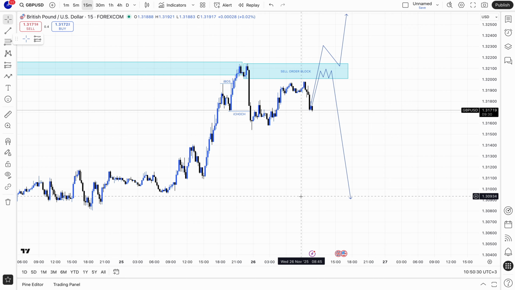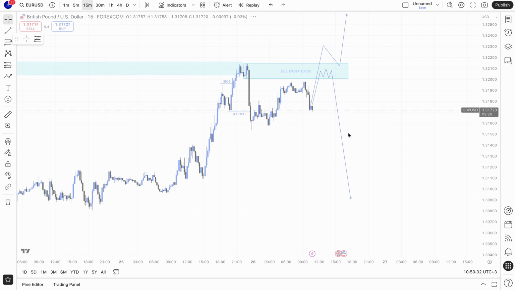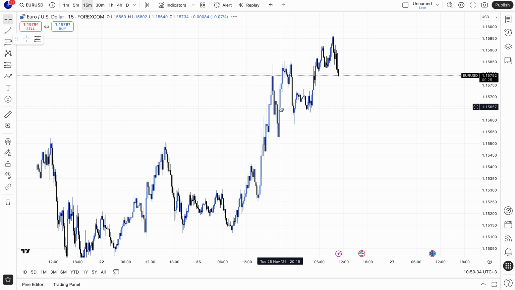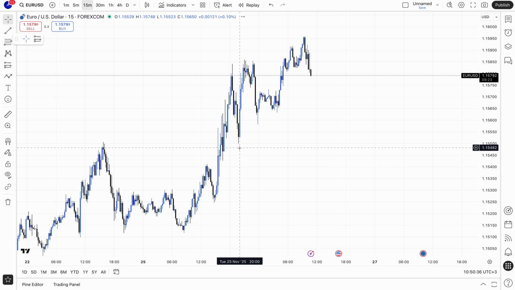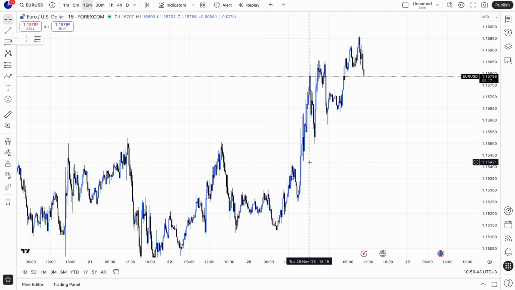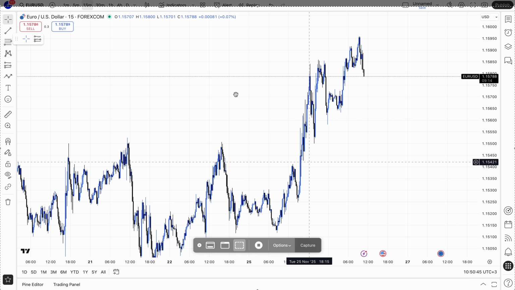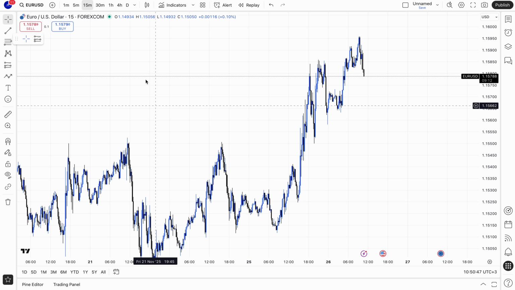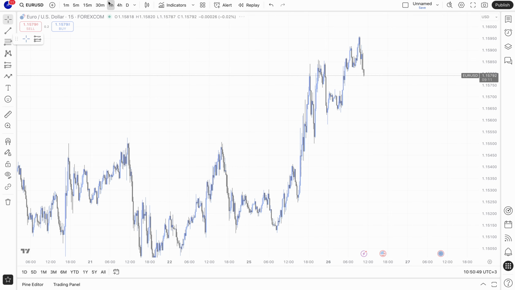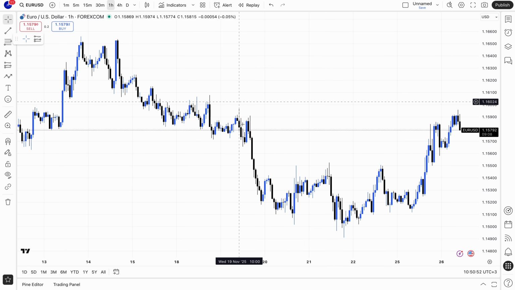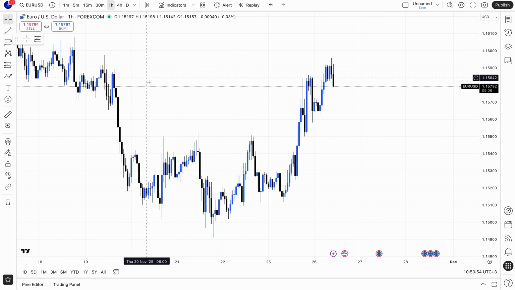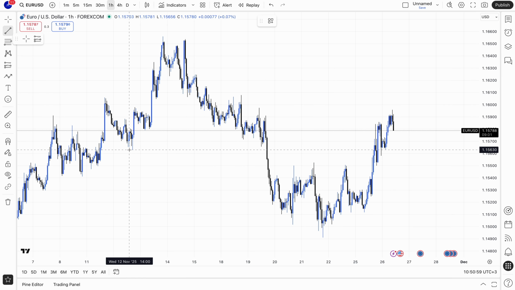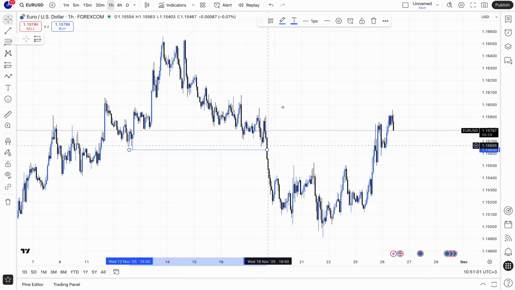And for Euro USD, we also had a clean one, but we didn't get that tag because it was late in the evening and New York had already closed. This was our entry. So I have to go to 1 hour, and now we had our break to the downside.